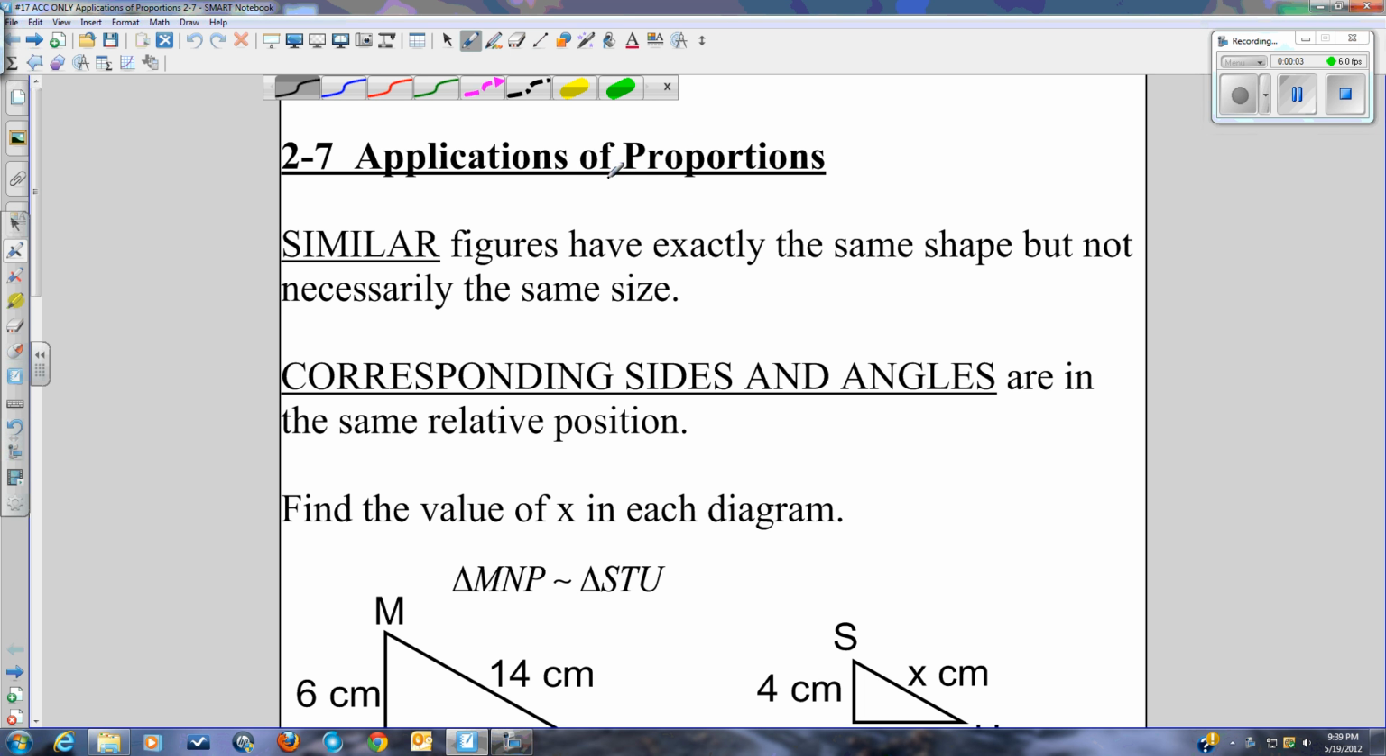In today's video, we're going to be talking about applications of proportions. Similar figures have exactly the same shape, but not necessarily the same size. For instance, a blueprint is smaller than the actual object.